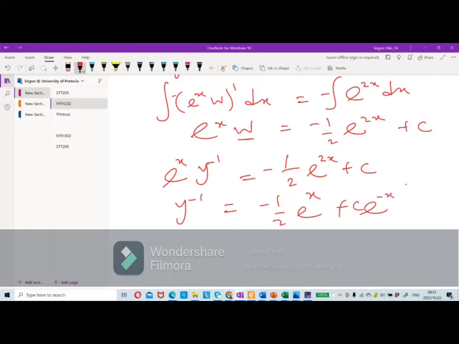You remember what I did? Because this one we have e raised to power 2x over e raised to power x, which is the same thing as e raised to power 2x minus x, which is the same thing as e raised to power x. That is what happened here. But you don't need to write all those things.